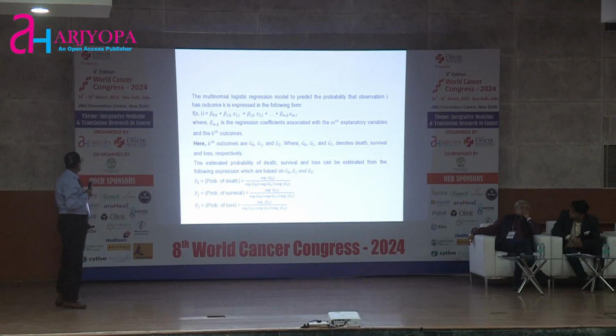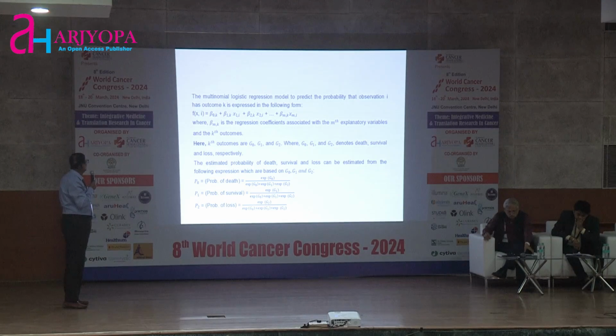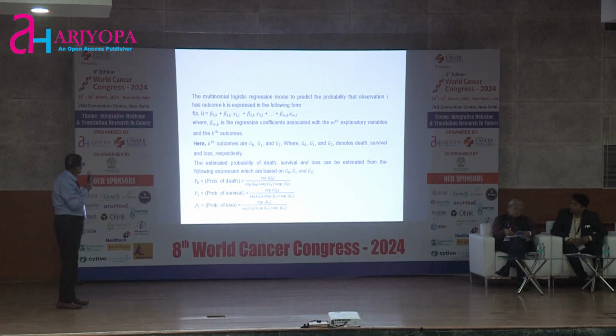This is the model. The multinomial logistic regression model predicts the probability that observation i has outcome k, expressed in the following form. The regression model is beta 0k plus beta 1k x1i plus beta 2k x2i and so on, where beta mk is the regression coefficient. This is important because, on the basis of studying this, we can find which parameters contribute more to the death or survival of the patient.